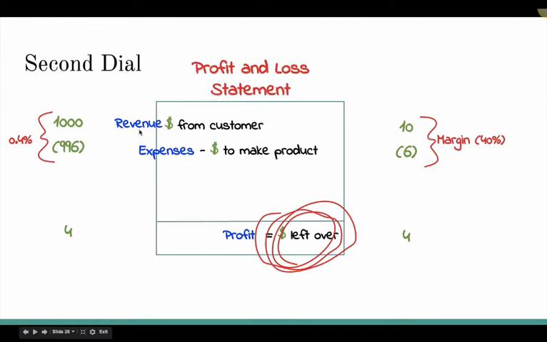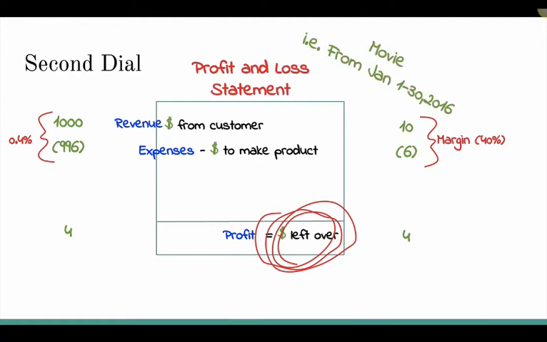Now, this dial is called a profit and loss statement. There are other names for it, but we're going to call it a profit and loss statement, P&L statement. For simplicity, we're going to keep the terms the same. In accounting, a lot of terms are used interchangeably, and for now, we're just going to call them one thing.